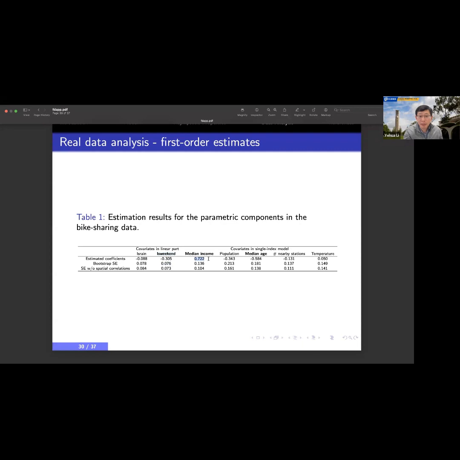Median income in the neighborhood has a positive effect on the bike renting activity. Median age also has a negative effect. So older population, less bike renting. Okay, so this is all making sense. The other ones are insignificant. So we also tried the bootstrap without spatial correlation. Most of the time, you underestimate the standard error, which sometimes leads to wrong inference.